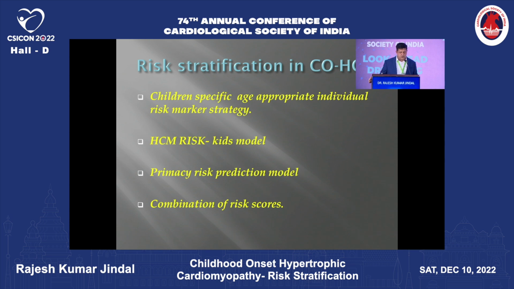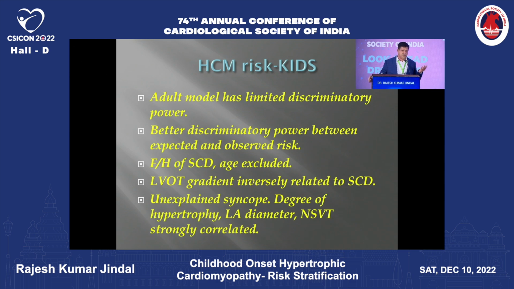Where do we go now? There are a lot of risk models being presented which are specific to the younger population. One of them is the HCM Risk-Kids model. One is the PRIMaCY risk prediction model. And then there are a lot of combinations of these risk prediction models, that is, the ECG risk score combined with the HCM Risk-Kids score, the CMR score combined with the HCM Risk-Kids score. So lots of things have been postulated, but many of them still need to be validated in large randomized trials. The model has limited discriminatory power between the expected and the observed risk.